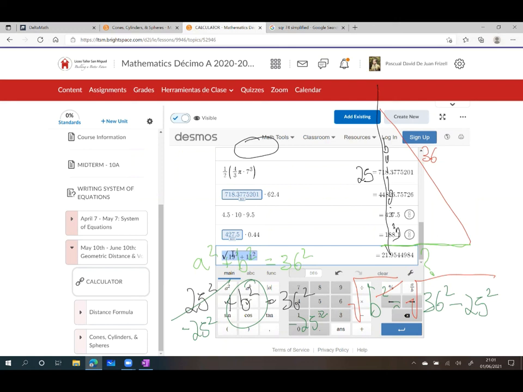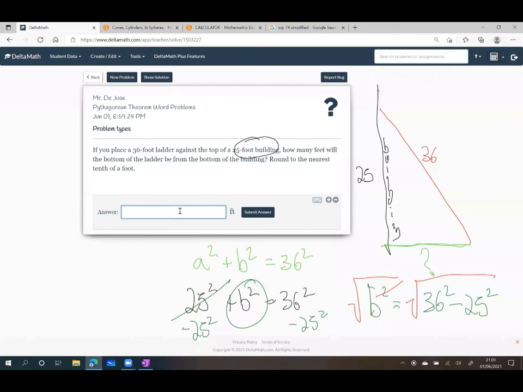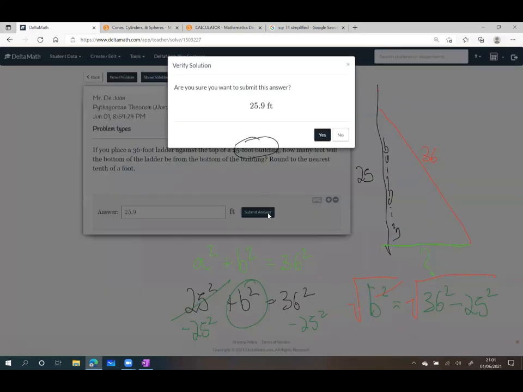So the square root of 36 squared, and we can just type it in again, minus 25 squared, and there we have it, 25.903. Well, 25.9. Let's type that in, and it's asking us to the nearest tenth.